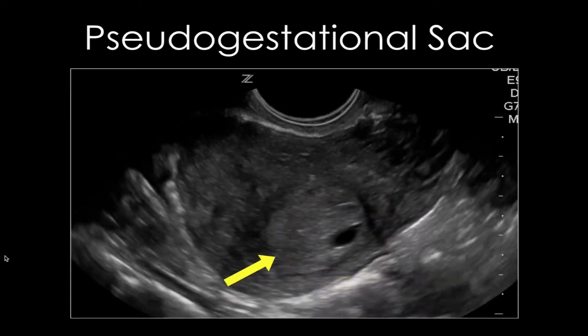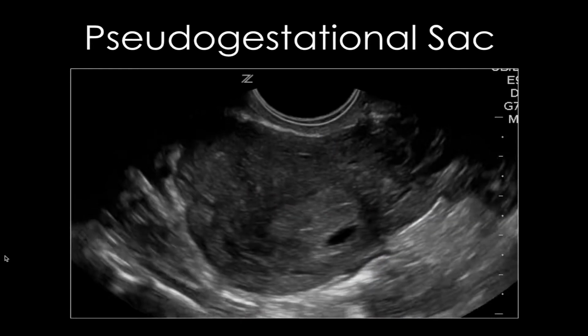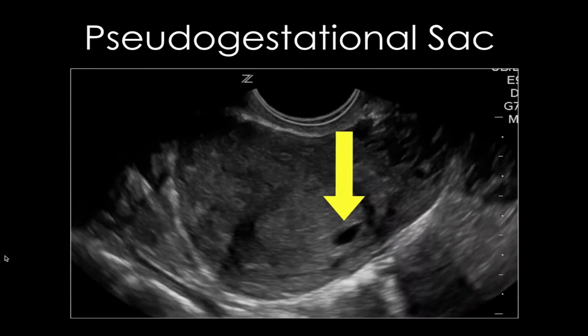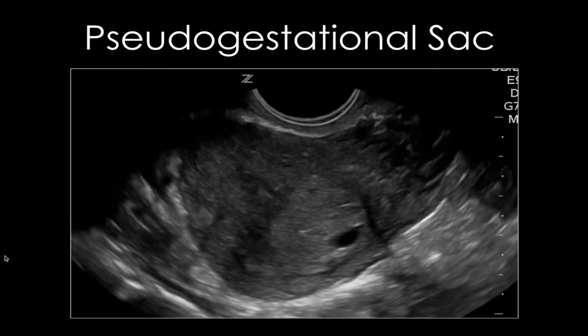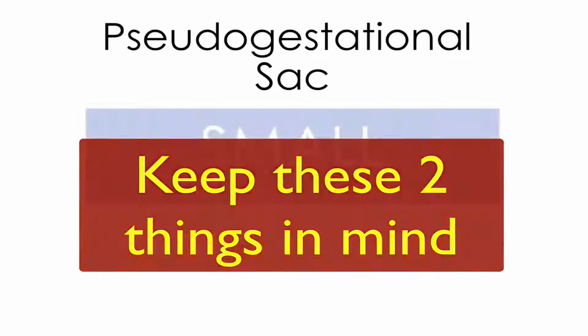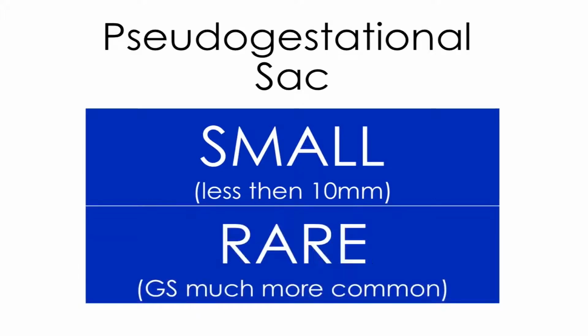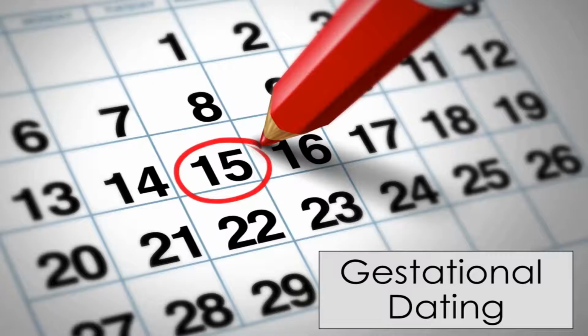You can see the surrounding endometrium is thickened, but that there is not a ring of hyperechoic tissue around the sac, nor any evidence of embryonic structures. Here are two important considerations for pseudogestational sacs. The first is that they are very small, typically less than 10 millimeters in size. The second is that they are very rare compared to the presence of a gestational sac with a normal intrauterine pregnancy.